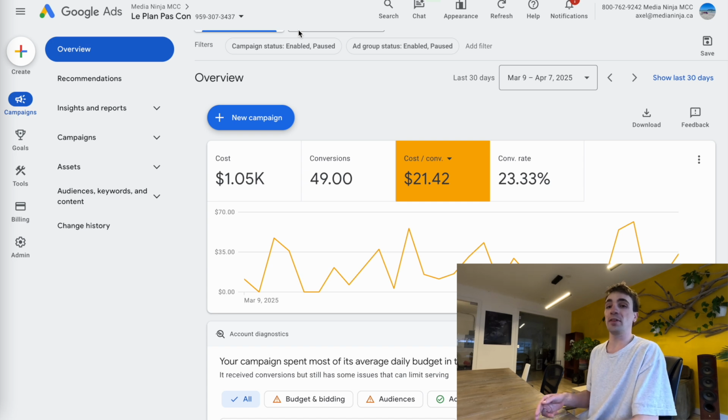But if you're above that target, then you know that whatever you're doing is not entirely profitable yet, and something needs to get fixed with the ads currently in order to bring that cost per conversion down to make the ads more profitable in the future.